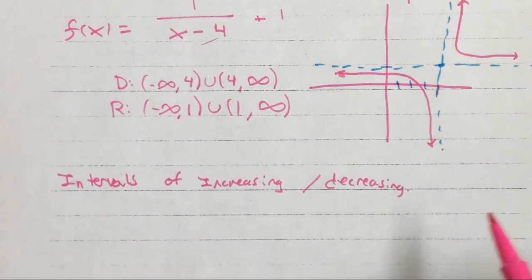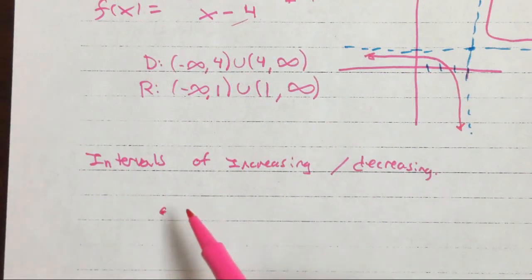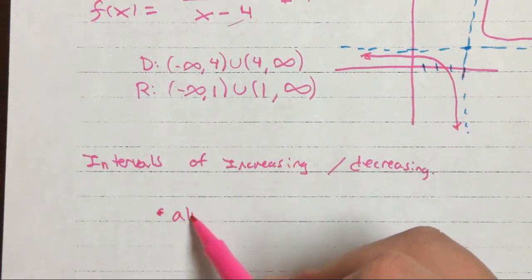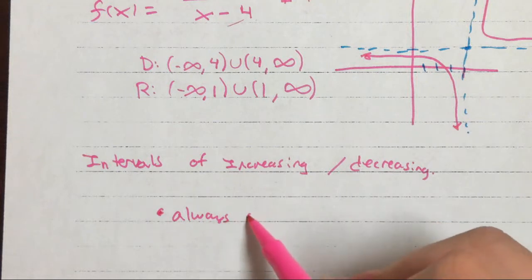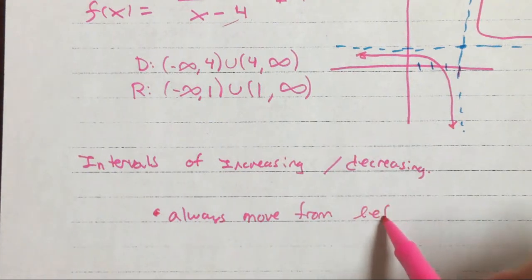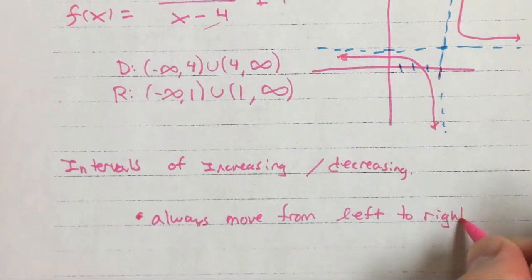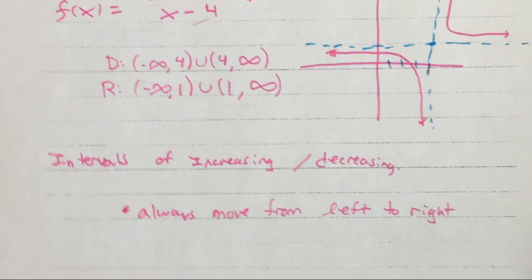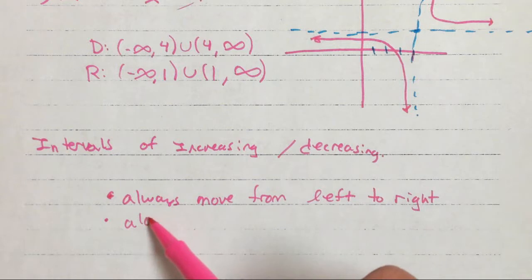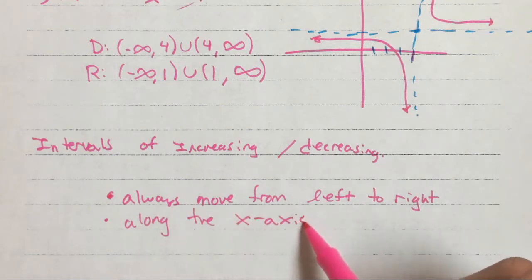Okay, so this is actually kind of tricky, but here's some notes to think about. When you're doing intervals of increasing and decreasing, you always move from left to right. When you're looking at your graph, you always go from left to right. And further, intervals of increasing and decreasing are along the x-axis. So it's kind of tricky.